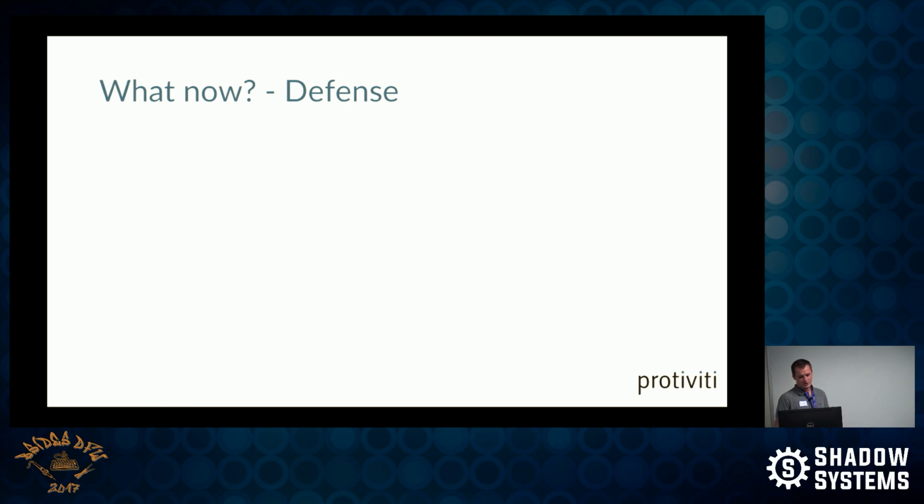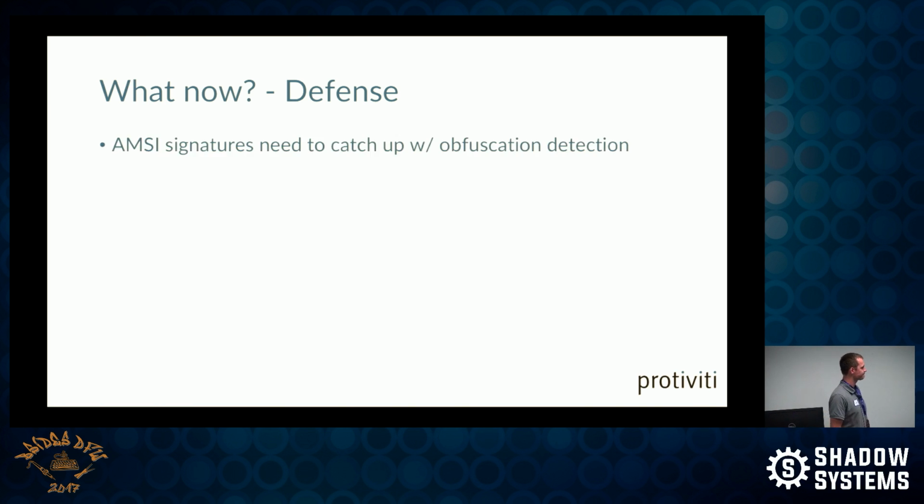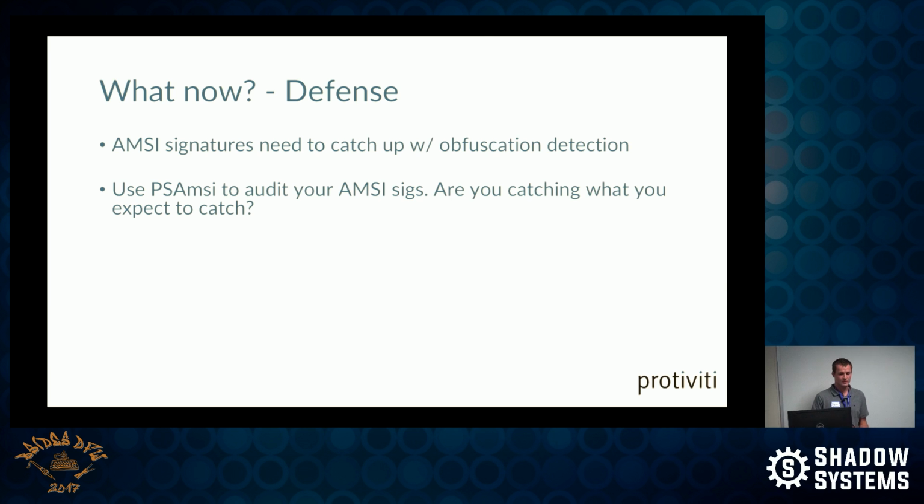I have some closing thoughts, both from a defensive perspective and an offensive perspective. From a defensive perspective, PSAmsi really highlights that the AMSI signatures need to catch up with obfuscation detection. The obfuscation detection is really pretty good, but we need more signatures that actually force us to use obfuscation. Secondly, as defenders, feel free to use PSAmsi to audit your AMSI signatures. See if you're catching what you expect to catch.